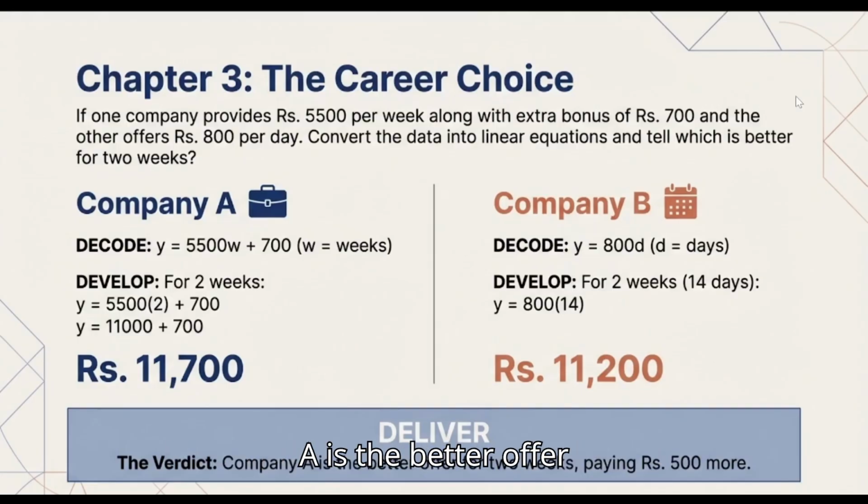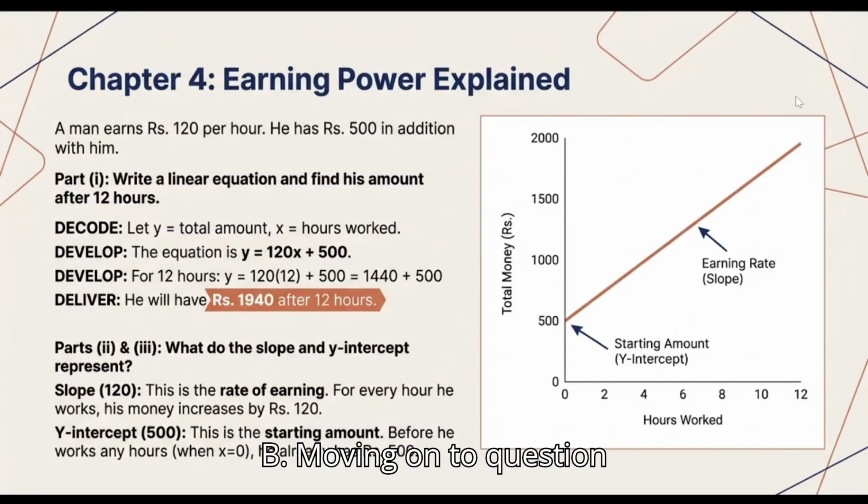The verdict: Company A is the better offer for 2 weeks as it pays 500 rupees more than Company B. Moving on to question number 4.